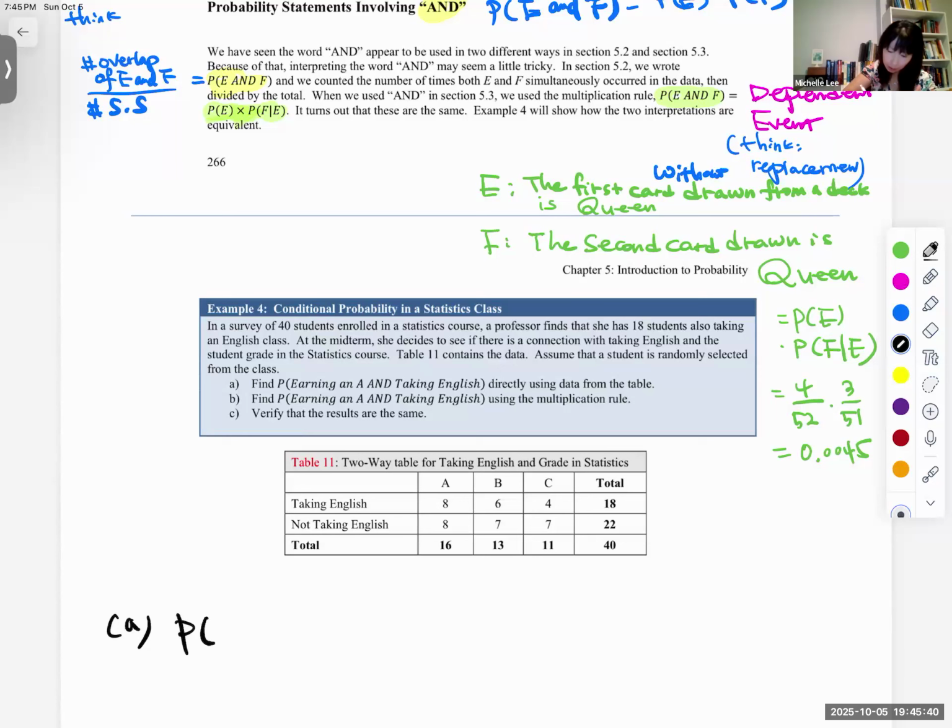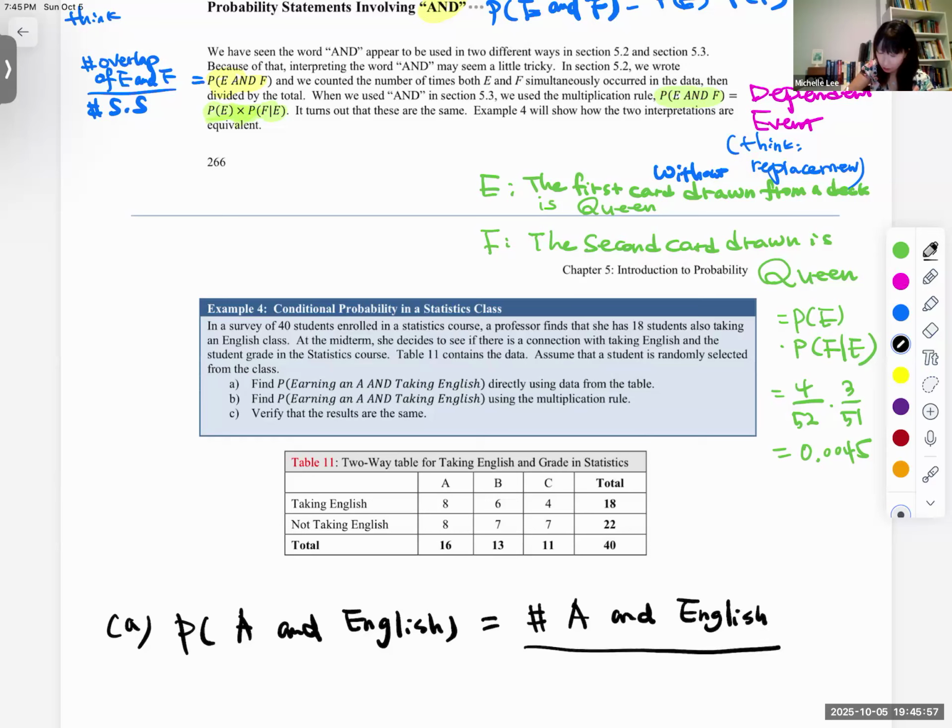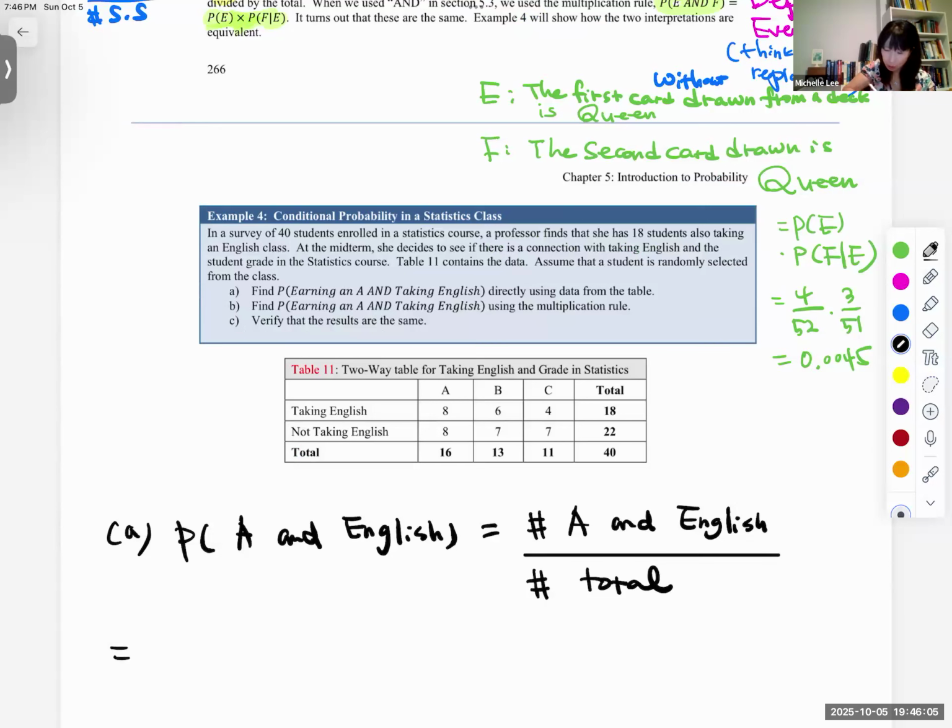Okay, so the probability of getting A and taking English, right? So there will be the number of getting A and English over the number of total, right? So frequency, that's why I put the total. So the total is 40. And in that case, it's overlap, right? Overlap. Yeah. Not independent, right?